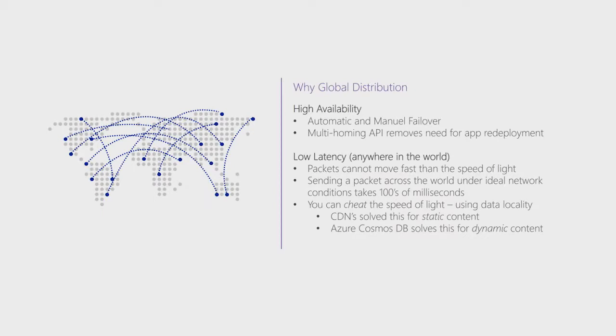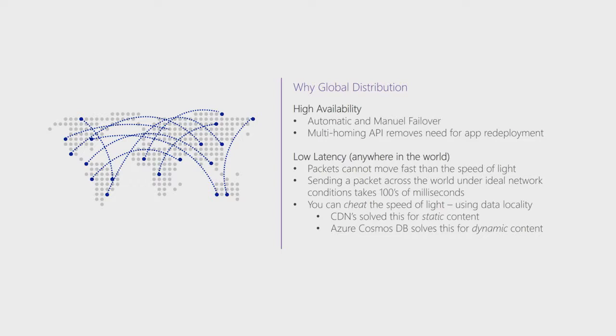Number one is the obvious one. It's high availability, right? If you have your data and your database replicated to multiple regions around the world, then basically you have resiliency against any kind of disaster, whether that be a natural disaster or a geopolitical disaster. Now your application is resilient to a region of the world going dark.